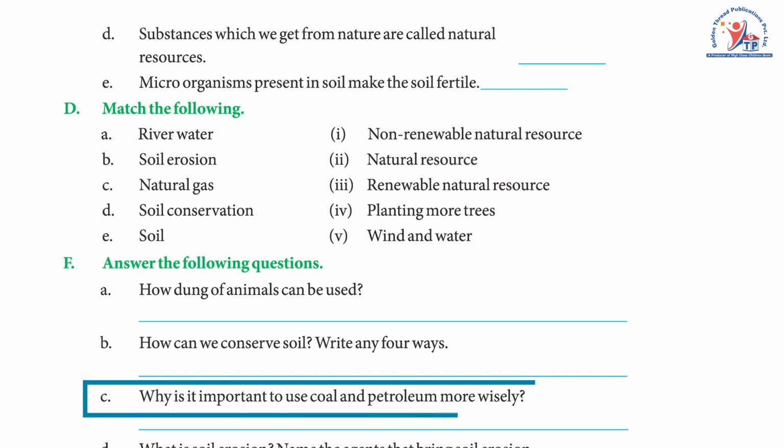C. Why is it important to use coal and petroleum more wisely? Answer: coal is a non-renewable resource. The drilling of rocks for extracting oil and gas is an expensive process. It takes millions of years to form petroleum, and natural gas also takes millions of years.